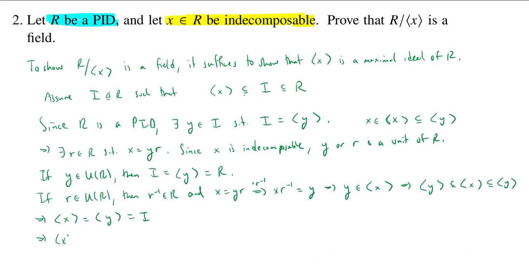Therefore, the ideal generated by X is maximal, and therefore R modulo the ideal generated by X is a field.